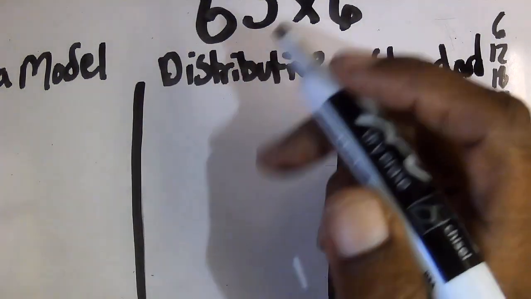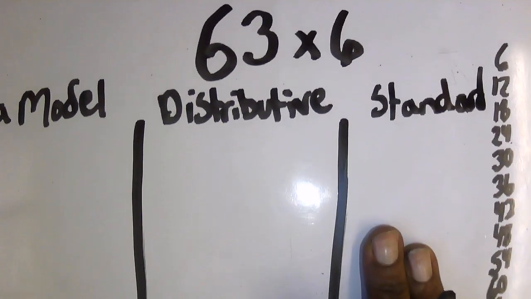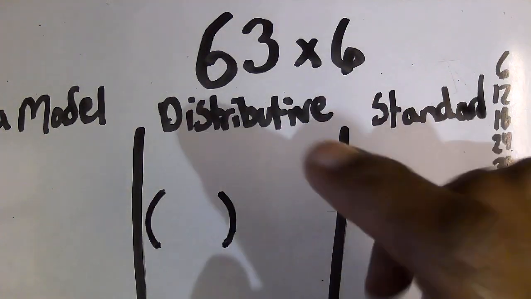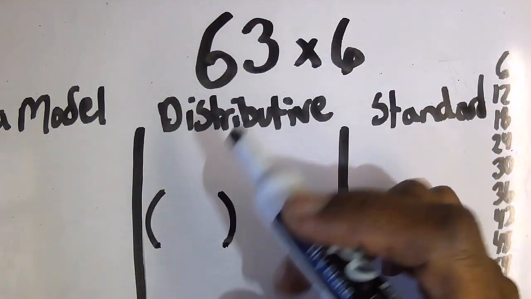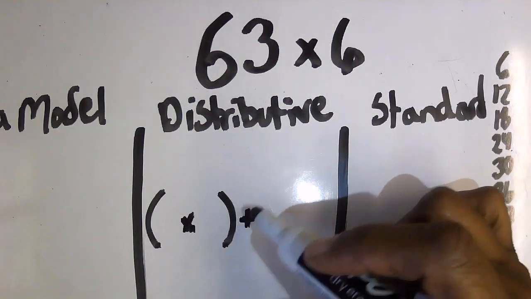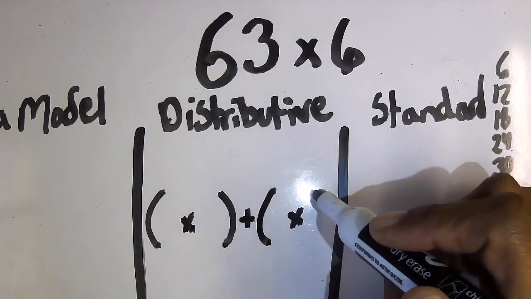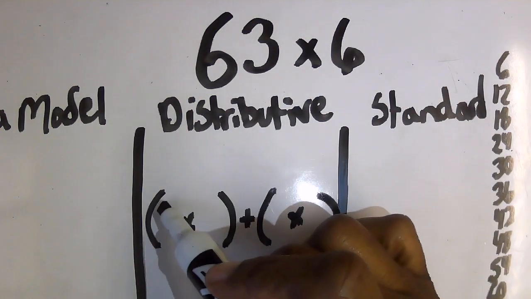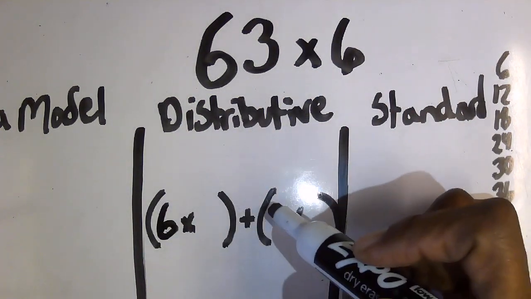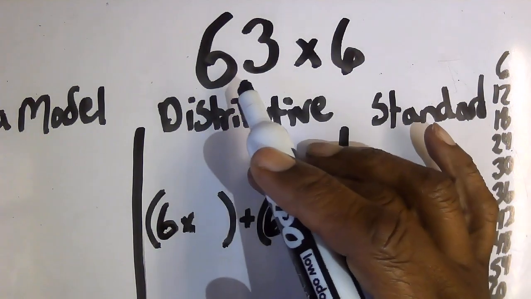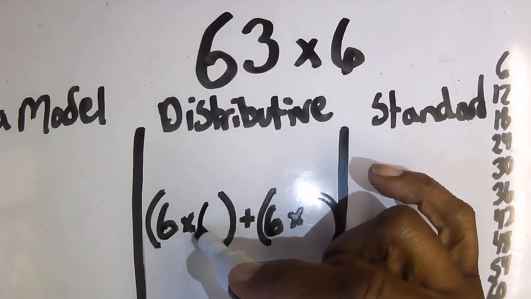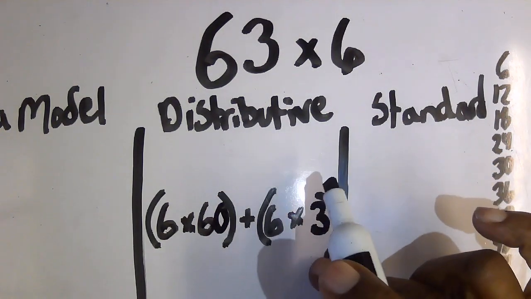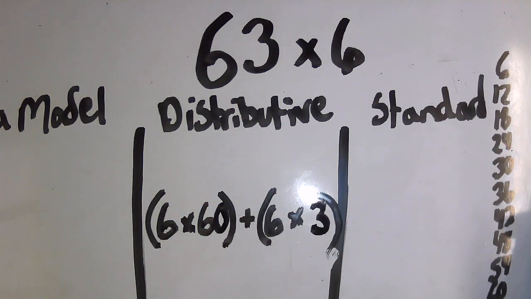Okay, so first I'm going to do the distributive property. So we have two digits here, so that means I'm going to have two sets of parentheses. We're multiplying by 6, so 6 will go first. The expanded form for 63 is 60, and then 3. Okay? Now I'm ready to use my multiples to solve.